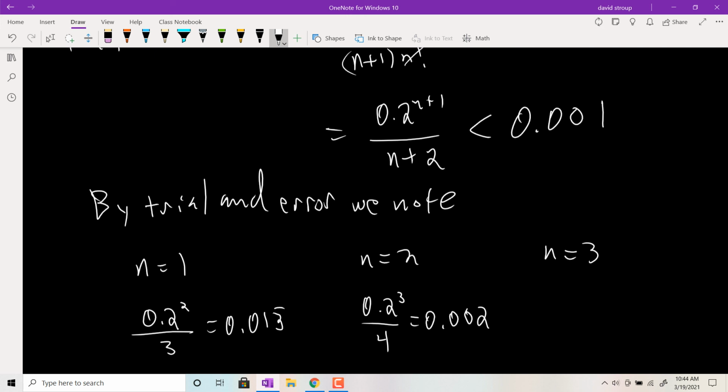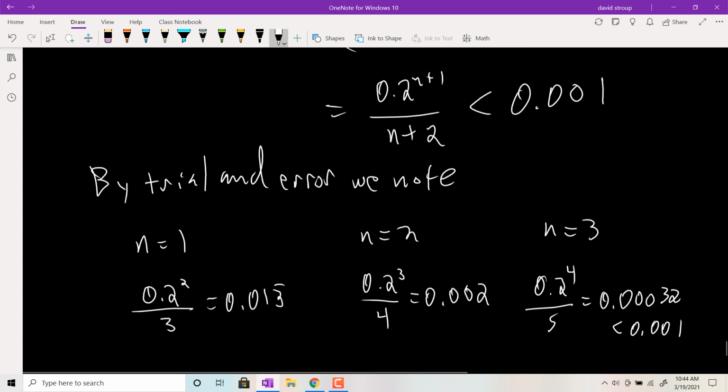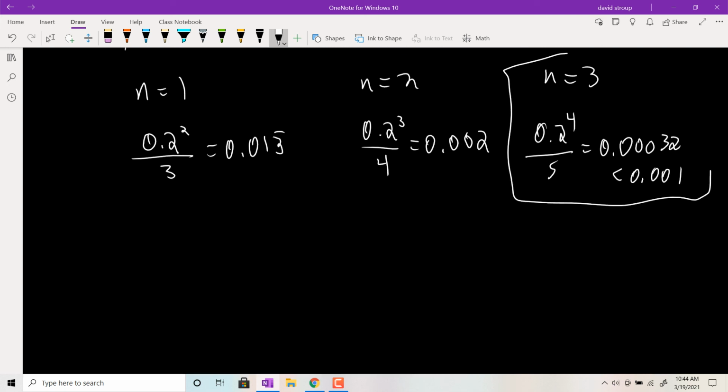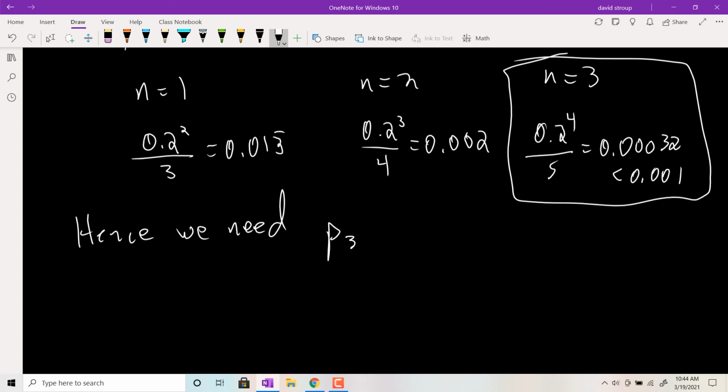So try n as 3. You get 0.2 to the 4th all over 5. And that one does the job. So 0.00032, which is definitely less than 0.0001. So hence, we need a third degree polynomial approximation. So hence, you need p sub 3 of x, and we can even find that using our work from above.